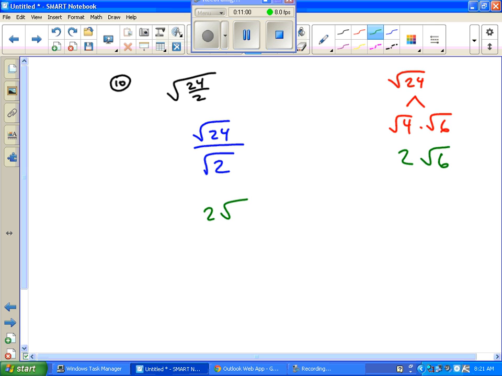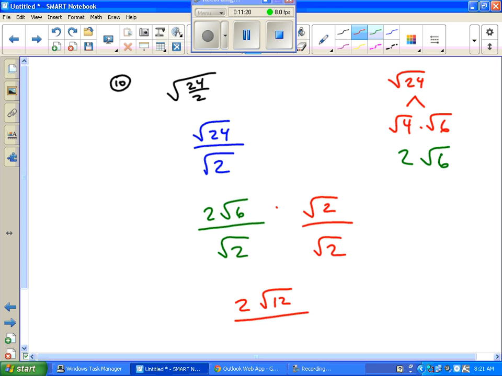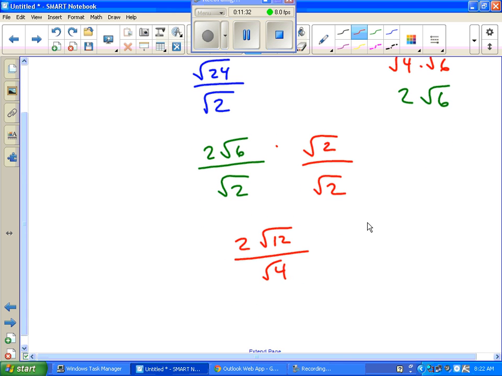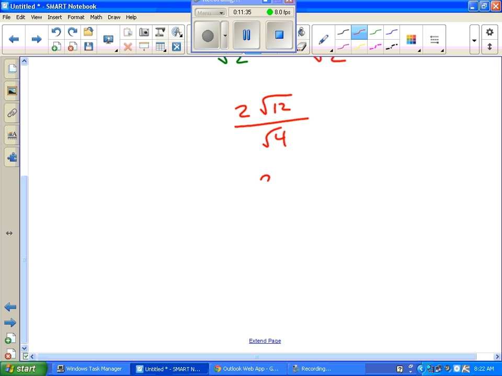So we have 2 times the square root of 6 over the square root of 2. Can't leave that radical at the bottom of your fraction like that. So get rid of the square root of 2 by rationalizing it, multiplying it by whatever's on the bottom over itself. When you go straight across, that leaves you with 2 times the square root of 12 over the square root of 2 times the square root of 2, which is the square root of 4, which is going to simplify ultimately to 2. So we have 2 times the square root of 12 over 2. 2 divided by 2 will cancel out. We're left with the square root of 12.